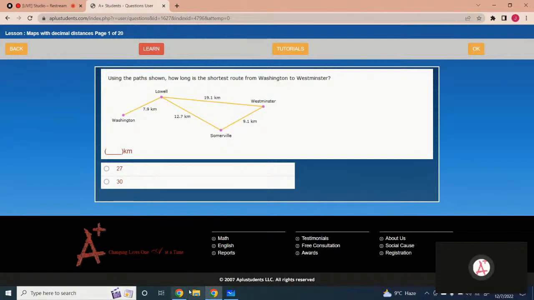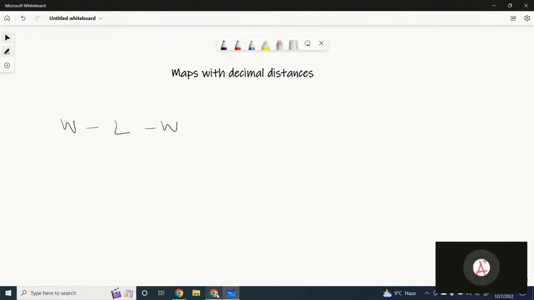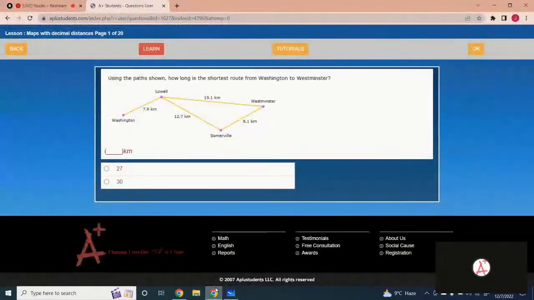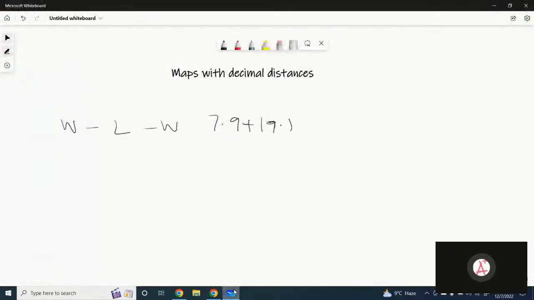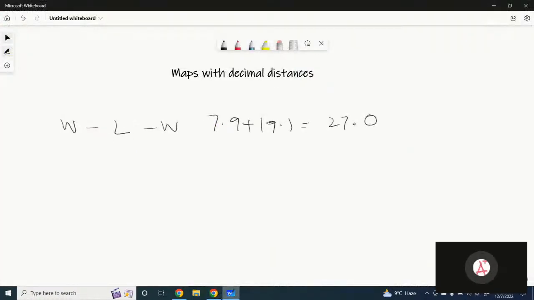Let's see which one is the shortest one. First, I'm going to calculate the distance from Washington to Lowell to Westminster. Got it? It would be 7.9 plus 19.1. Just add. Okay, let's just add. 9 plus 1 is 10, and the total is 27.0. Got it? Okay, the other way is you can go from Washington to Lowell, then Somerville to Westminster.